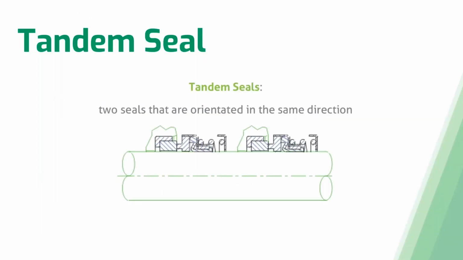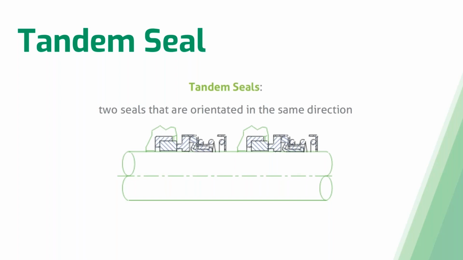So here's a good little cutaway of that tandem seal. These are two seals that are oriented in the same direction. That's primarily what we use on our dual seal pumps. As you can see, they're completely isolated. There's nothing really connecting the two other than the shaft.